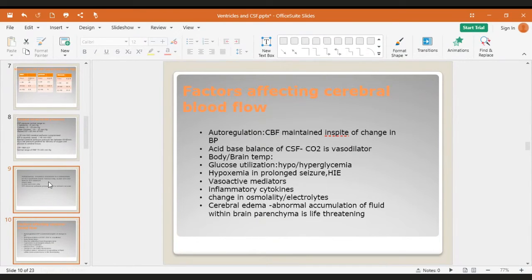Hypoxemia in prolonged seizure and HI also affect cerebral blood flow. Vasoactive mediators and inflammatory cytokines also lead to increased cerebral blood flow. Then changes in osmolality and electrolytes lead to increased or decreased cerebral blood flow. Cerebral edema, an abnormal accumulation of fluid within the brain parenchyma, is life-threatening.